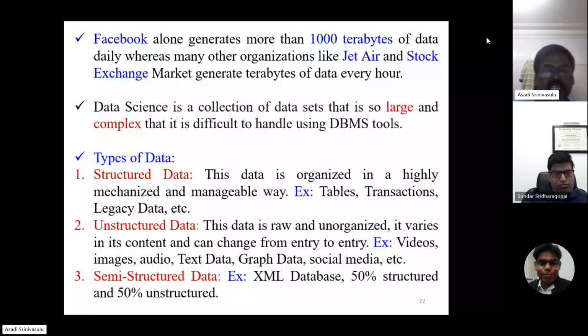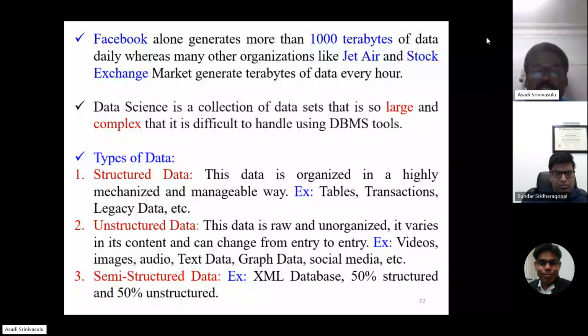In a real-time environment we handle three types of data: structured data, unstructured data and semi-structured data. Structured data, with the help of SQL, MySQL and relational database tools, we are creating tables and transactions, and we are maintaining the legacy data. This data is organized in a highly mechanized and manageable way with the help of syntax, tables and relations. That's why it is called structured data.